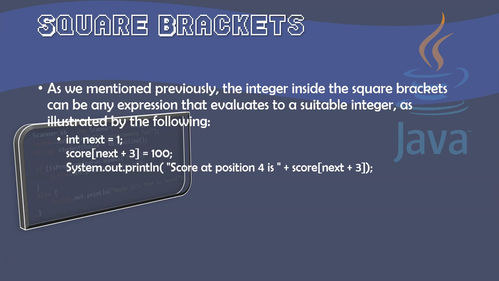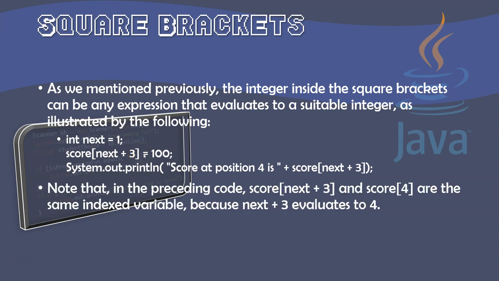Score at 4, because it's going to evaluate this next plus 3 in order to determine where exactly you are looking in that array. You'll also note that in this code here, next plus 3 and score 4 are the same index variable, because again, as we already mentioned, x plus 3 evaluates to 4. So you might be wondering, why are we doing this?